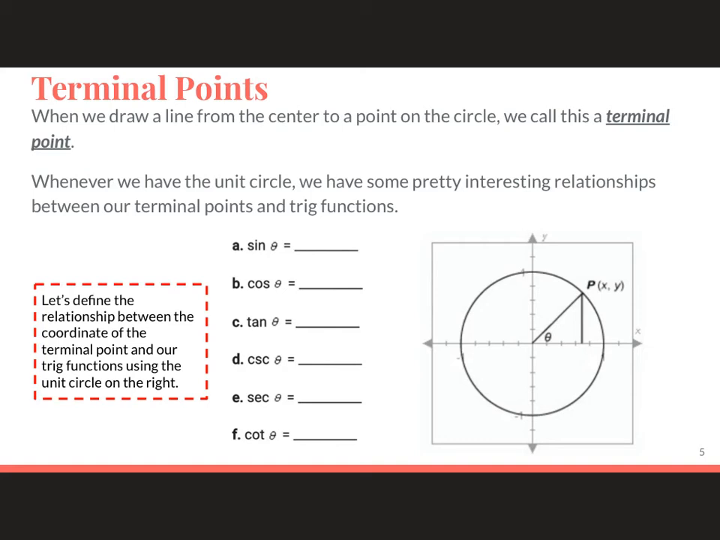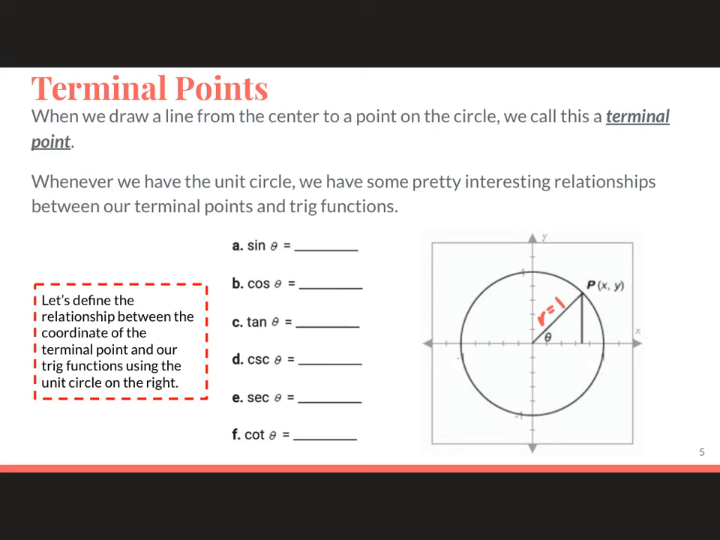So in order to talk about this a little bit more clearly, we need to discuss some terminology. When we draw a line from the center to a point on the circle, we call this point a terminal point. So if I'm at the center of my circle and I draw a line to a point on my circle, this point is called the terminal point. And so that's just going to be an xy coordinate. This line going from the center to the terminal point, that's my radius. That's r equals 1 because I'm dealing with the unit circle.